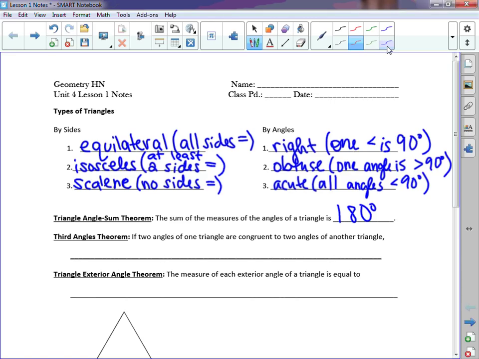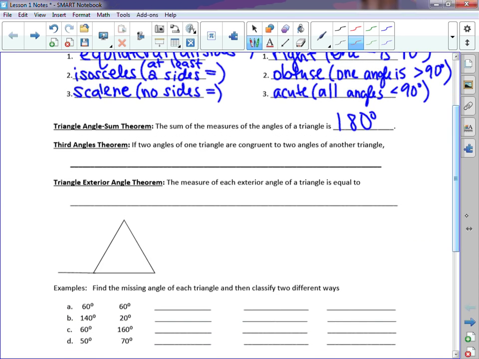So we already talked about our triangle angle sum theorem. The sum of the measures of the angles of a triangle is 180, so all the angles inside a triangle have to add to 180. Now our third angle theorem. If two angles of one triangle are congruent to two angles of another triangle, then the third angles are congruent.